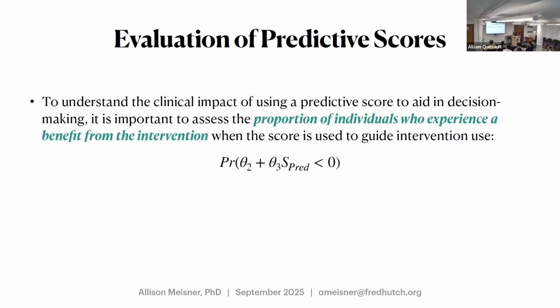So again, I mentioned that there's some special considerations in developing a predictive score. One thing that we're really interested in is the proportion of individuals who experience a benefit from the intervention when the score is used to guide intervention use. So if the idea is that we're only going to give the intervention to individuals who have an individualized treatment effect less than 0, they see some benefit, a reduction in risk under the intervention, then we would want to know the proportion of individuals who achieve this cutoff.